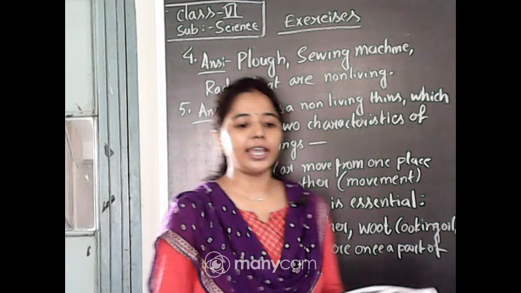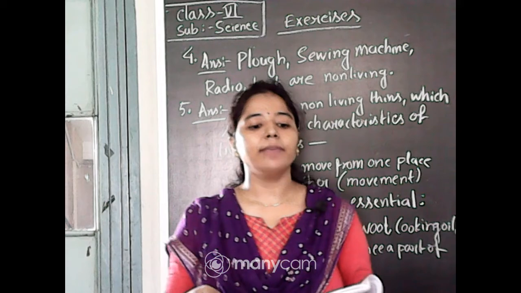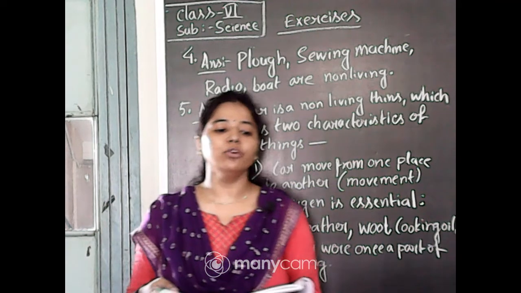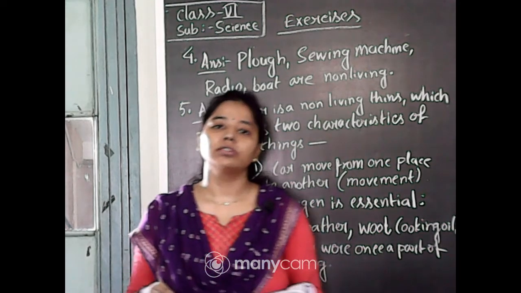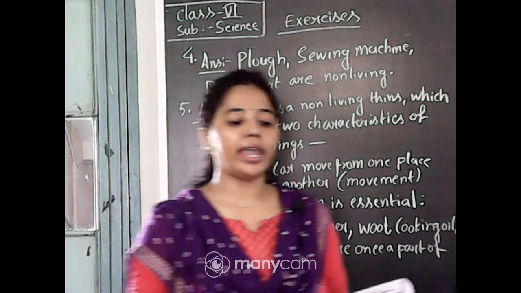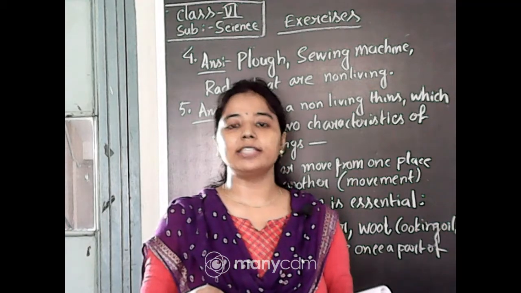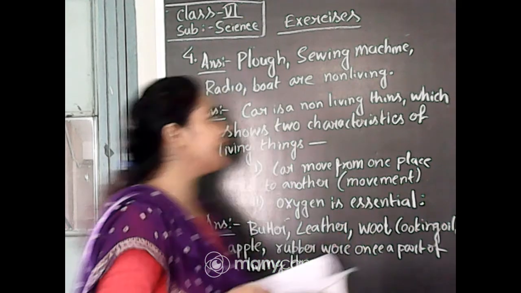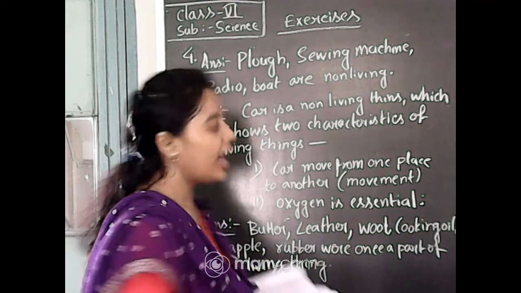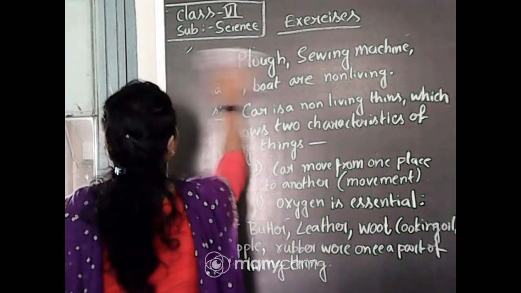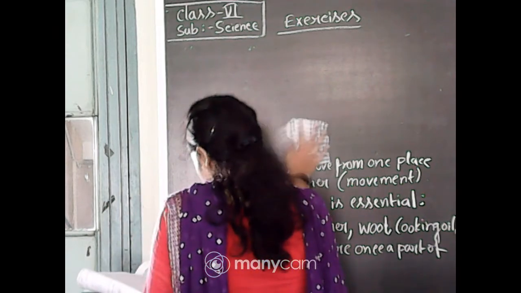So here we can say that butter is obtained from milk, from dairy animals, then leather from animal skin, then wool from the hair of sheep or goat, then cooking oil from seeds of some plants, then apple, that is a fruit tree, then rubber, that is the latex of the rubber tree. So these were once a part of a living thing. I am rubbing this answer. Next we will continue with the question 7 and 8 answers.